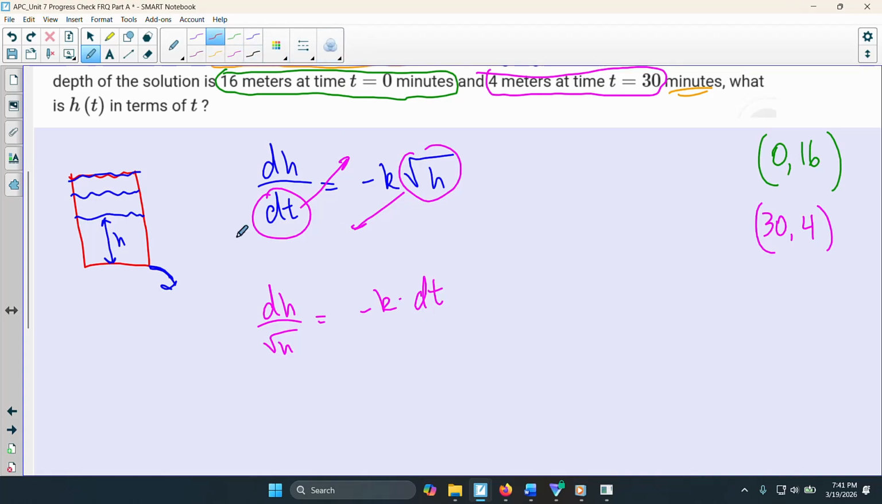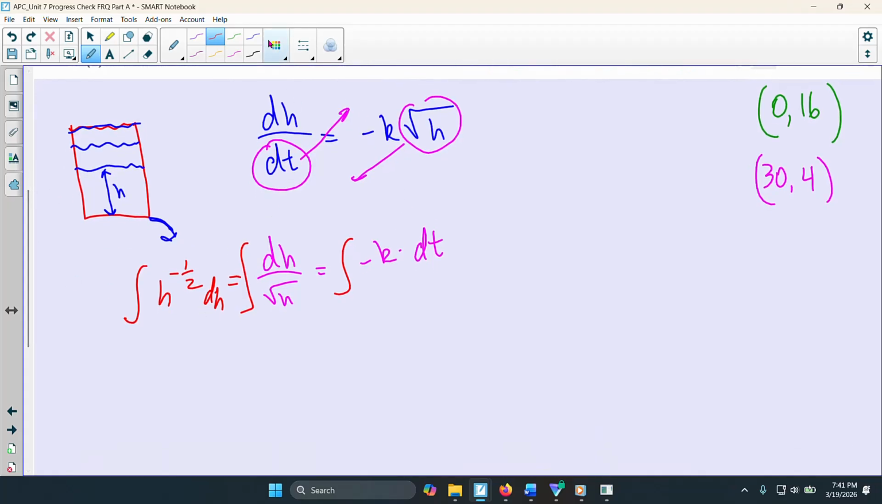Now, okay, continue. I'm going to rewrite this as h to the negative 1/2 power because ultimately you know that this is going to be a power rule. And there's a dh. We are going to integrate, right? So this is all integration, once we separated the variables. Now I'm going to kind of power through this. This is a basic integration. So you add one to that. So this is h to the 1/2 power divided by 1/2, which is effectively 2 square root of h, equals negative k t plus c. Don't forget that plus c.